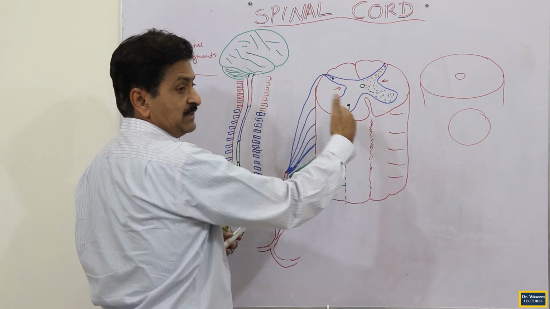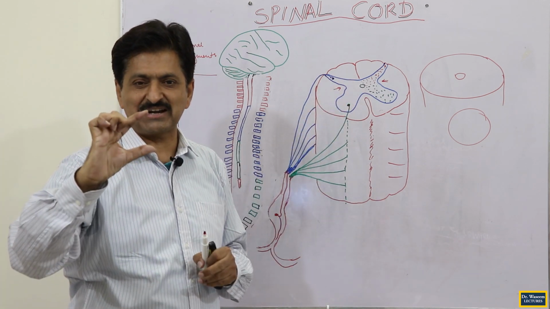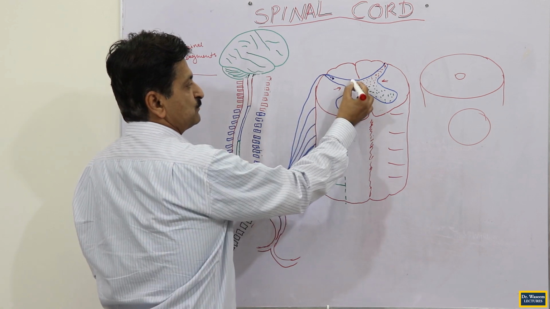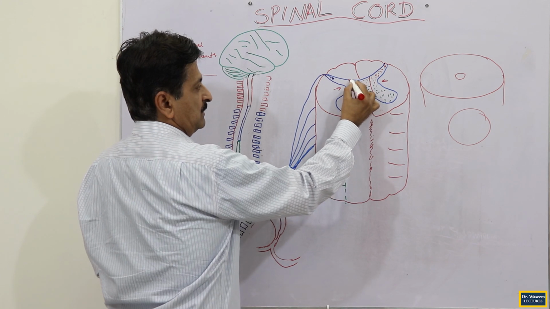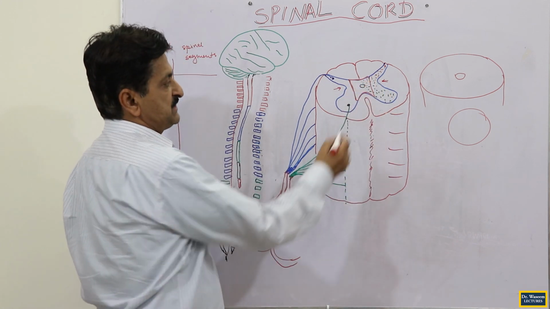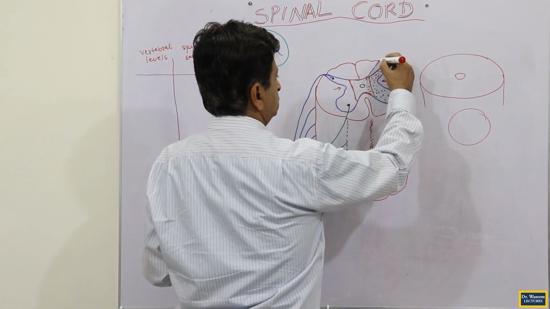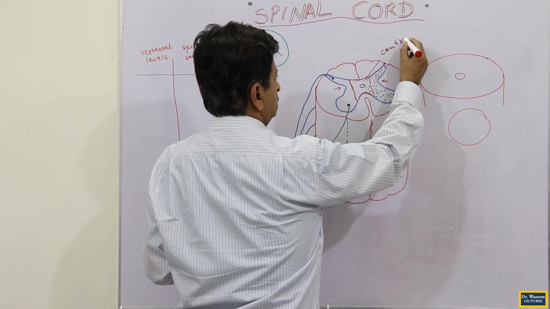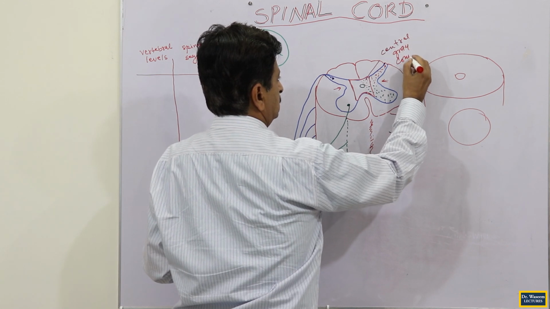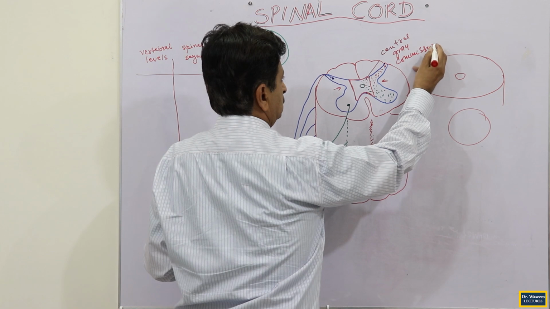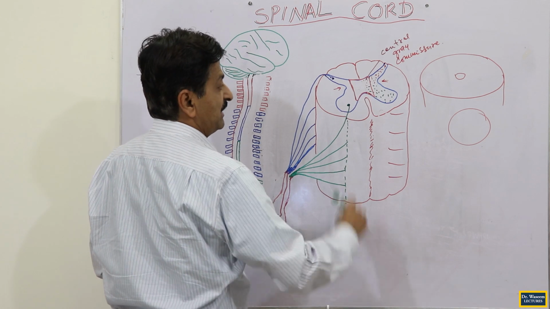And the posterior horn on one side and the posterior horn on the other side are connected by means of a central portion of the gray matter, this one. This piece is called the central gray commissure. In the center of the central gray commissure lies the central canal, in which there is CSF.